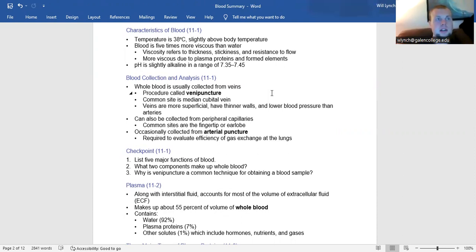We use veins because they are easier to deal with. They are more superficial, they have thinner vessel walls, and they have a far lower blood pressure, so not nearly as much change in the pressure that is exerted in these vessels.